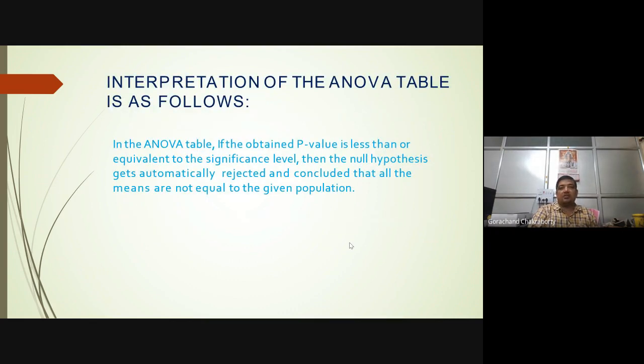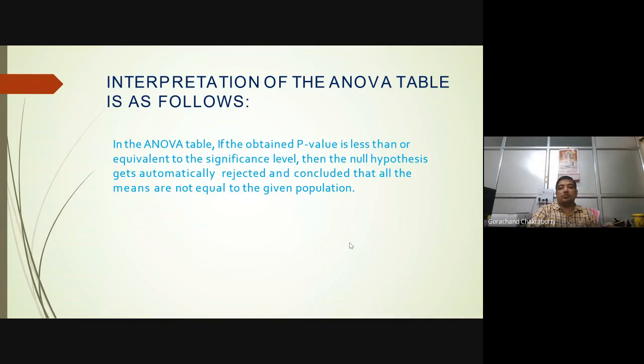Now, the interpretation of the ANOVA table is as follows. In the ANOVA table, if the obtained p-value is less than or equal to the significance level, then the null hypothesis gets rejected, and it is concluded that all the means are not equal for the given population. We will explain these things in the next slide also.